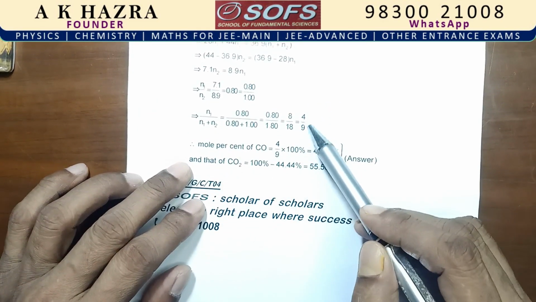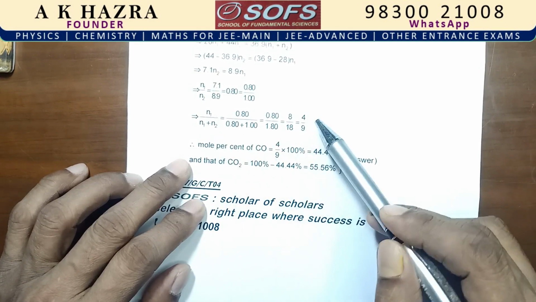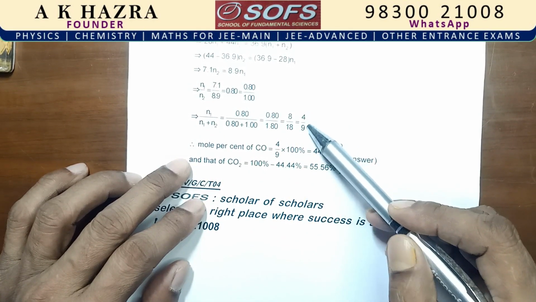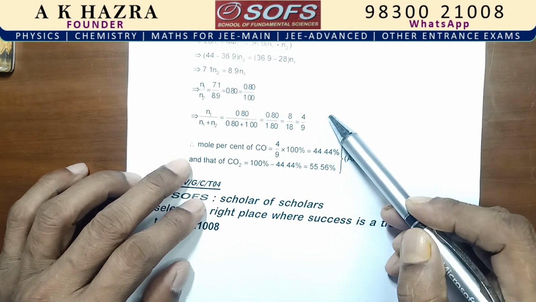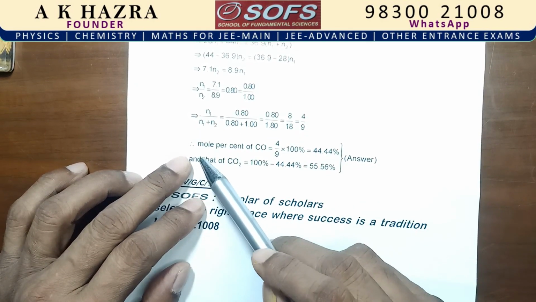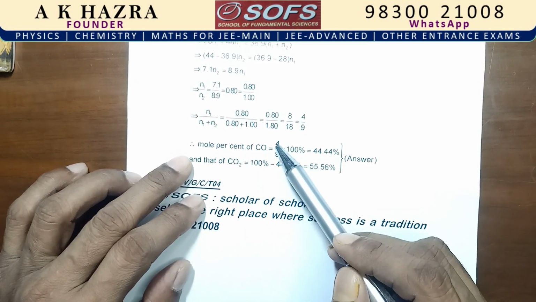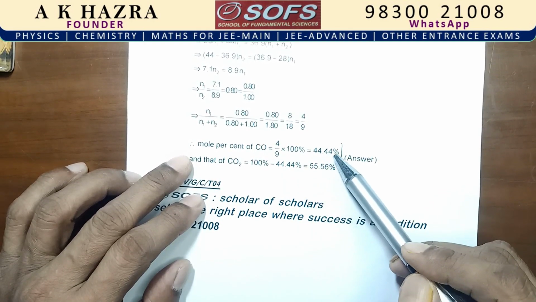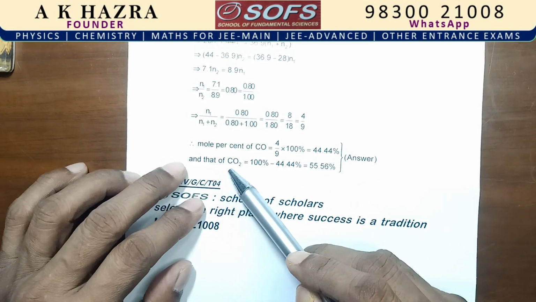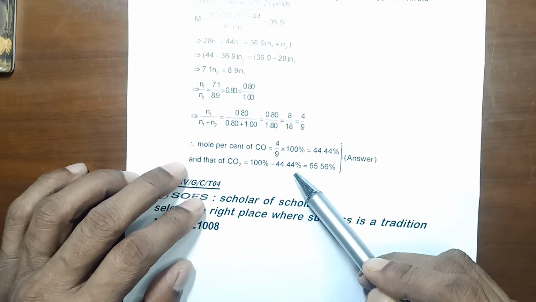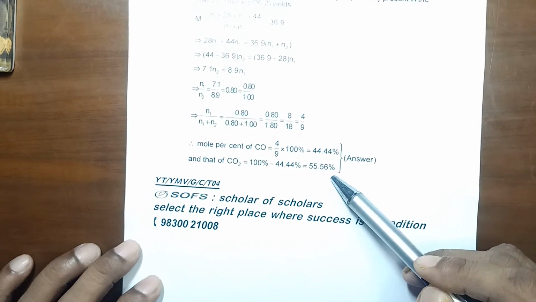So it is the mole fraction of N1. And how to find the mole percent? Multiply by 100. 4 by 9 is mole per mole mixture, multiplied by 100 we will have a percentage. So it is the mole fraction of N1. So the mole percent of carbon monoxide is 4 by 9 mole fraction into 100%, which is equal to 44.44%. And that of carbon dioxide is 100% minus 44.44%, so 55.56%.